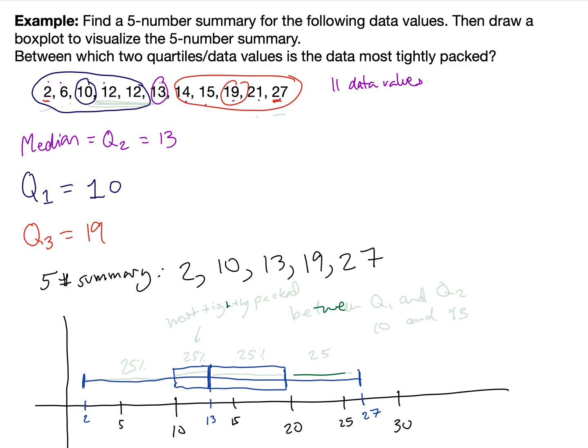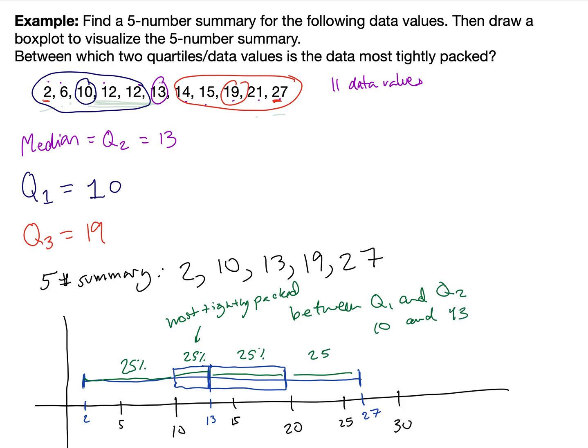And then we had the question, where is the data most tightly packed between which 2 quartiles? So remember that we've got 25% of our data within this region, 25% within this little region, 25% within this region, and 25% within this region. So each of those have an equivalent number of data values. And so we see that the most tightly packed region is between 10 and 13, or between Q1 and Q2.